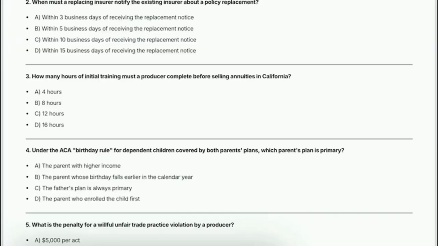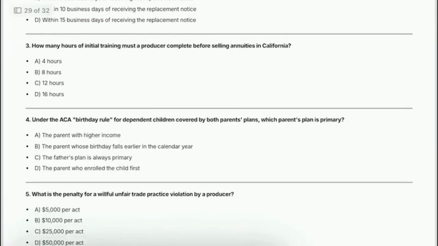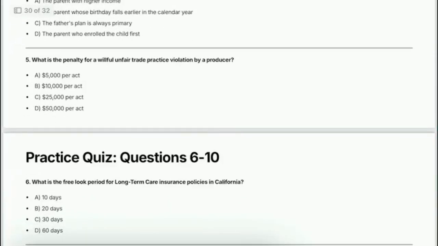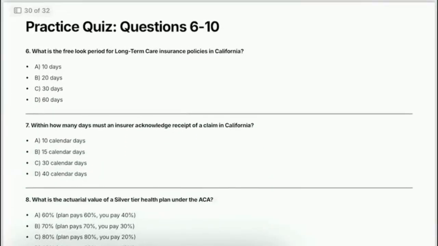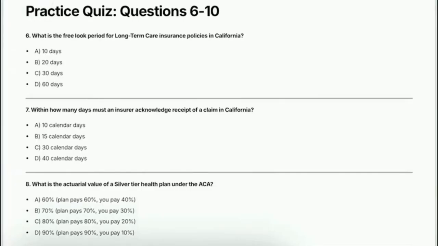Number 5, what is the penalty for a willful unfair trade practice violation by a producer? $5,000 per act, $10,000 per act, $25,000 per act, or $50,000 per act? Number 6, what is the free look period for long-term care insurance policies in California? 10, 20, 30, or 60 days? Number 7, within how many days must an insurer acknowledge receipt of claim in California? 10, 15, 30, or 40 days?